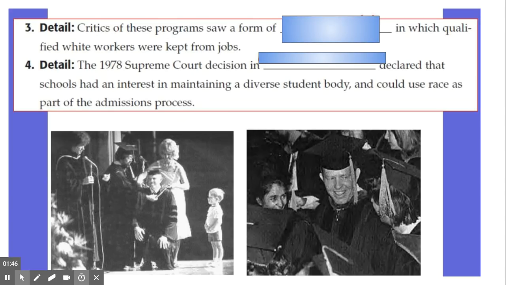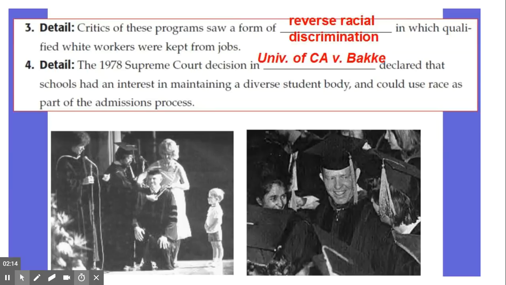There are critics of these kinds of programs, and they saw this as a form of what we call reverse discrimination, or reverse racial discrimination, in which qualified white workers were kept from jobs. That leads to a court case in 1978 that brought this whole affirmative action issue into question: the Regents of the University of California at Davis versus a student named Bakke. Bakke had been a former Marine.